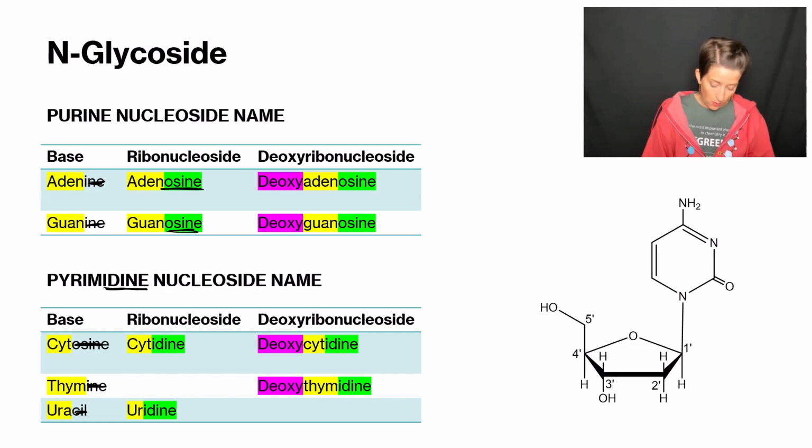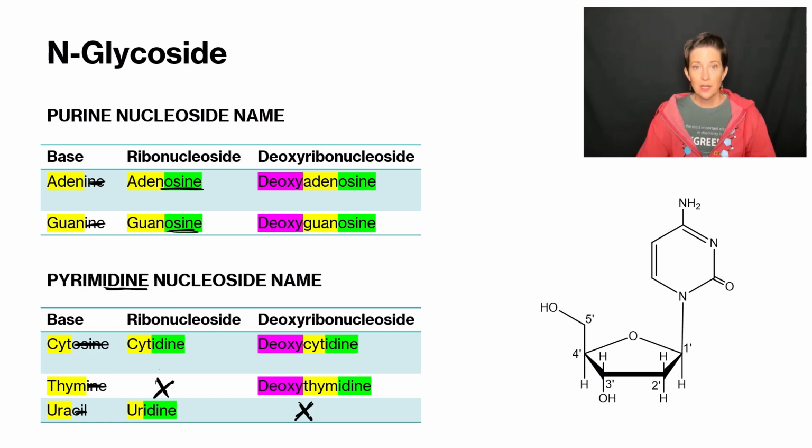Thymine does not show up in RNA, so the only name we really have for thymine is deoxythymidine. And uracil does not show up in DNA. Therefore, only in RNA would we see uridine.